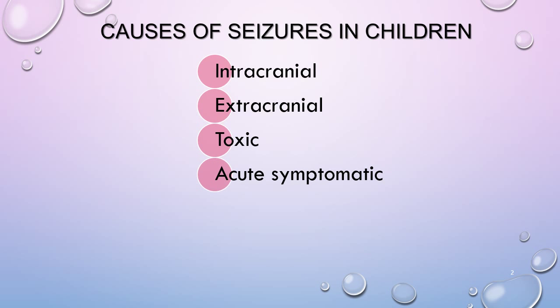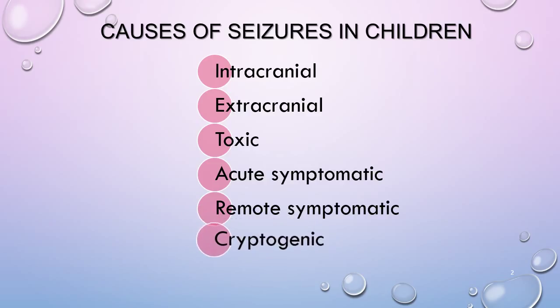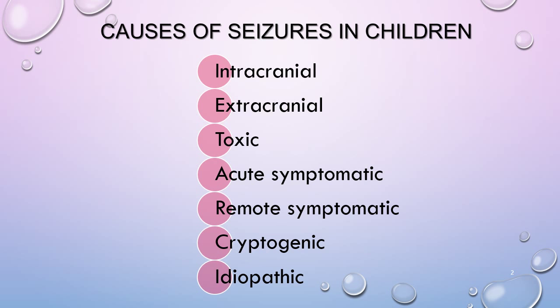Acute symptomatic seizures can be caused by head trauma or meningitis. Remote symptomatic seizures could be due to prior brain injuries such as encephalitis or stroke. Cryptogenic means there's really no clear cause. And of course we have idiopathic, which is genetic in origin.